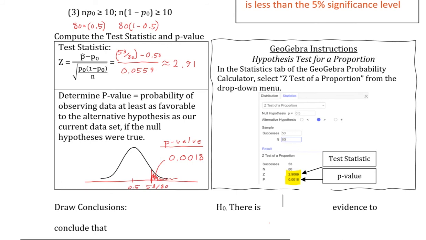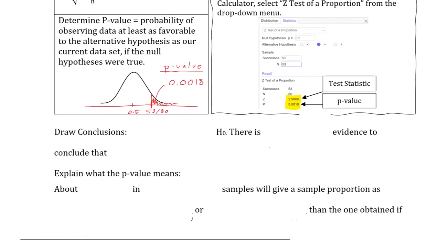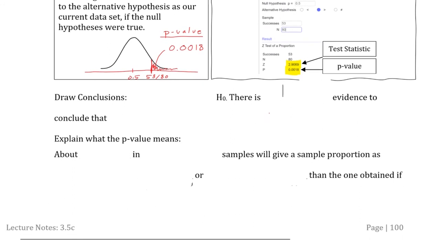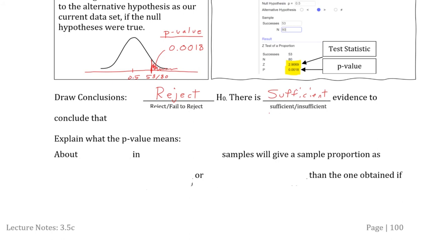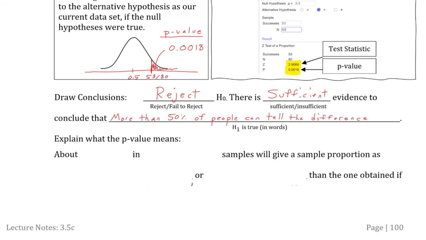With the p-value calculated, we can draw our conclusions, keeping in mind that the p-value is less than alpha, the significance level of 0.05. Because it is less than 0.05, we will reject the null hypothesis and claim that there is sufficient evidence to conclude that more than 50% of people can tell the difference.